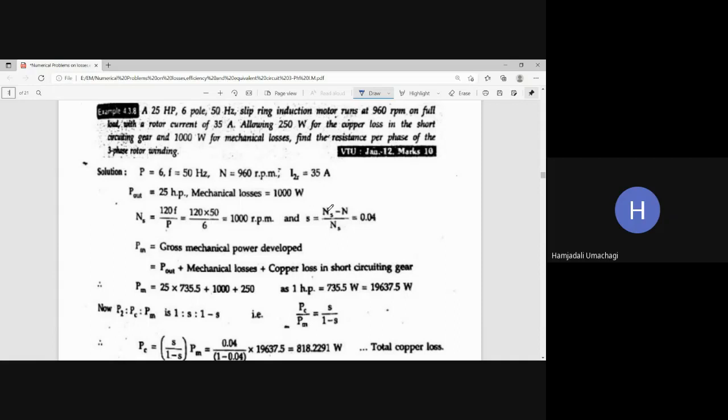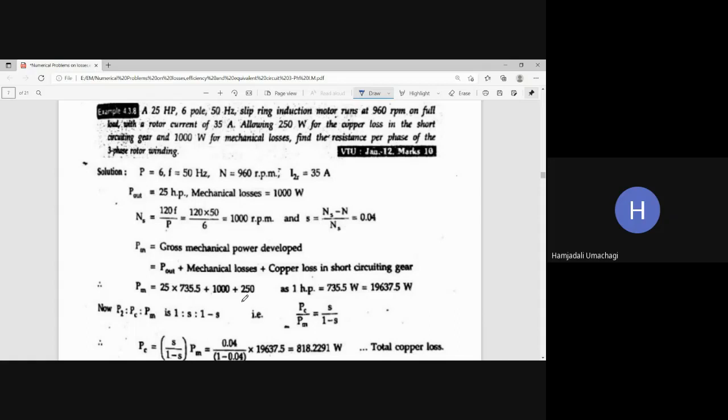Now we will be calculating the gross mechanical power developed. We know that Pm is equal to P out plus mechanical losses plus copper loss in the short circuiting gear. Therefore Pm is equal to P out, where P out is 25 HP. Convert this in terms of watts, that is 25 into 735.5, plus mechanical loss 1000 and copper loss in the short circuiting gear 250. So we'll be getting the Pm value.